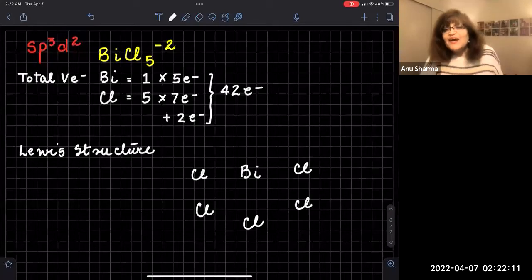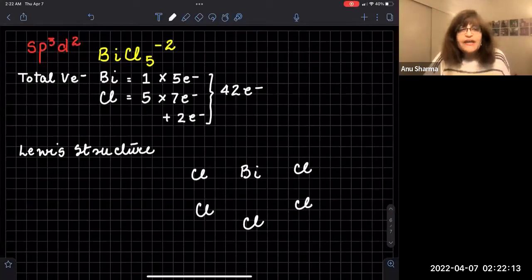Hey guys. In this video, we're looking at the hybridization sp3d2, and the example is bismuth pentachloride with a 2 negative charge. As in all the steps we have been doing in the previous videos, we will do the same steps. First thing is to calculate the total valence electrons, and here we have 42 valence electrons.